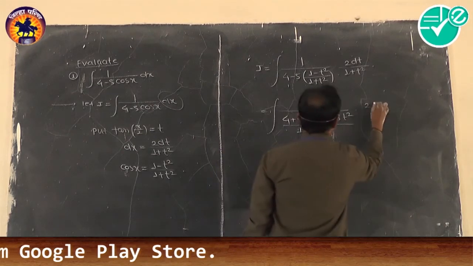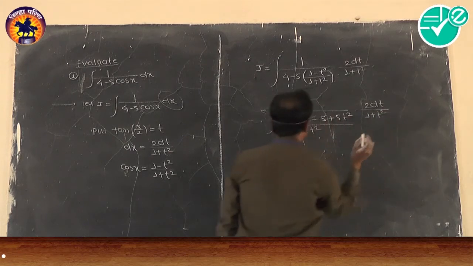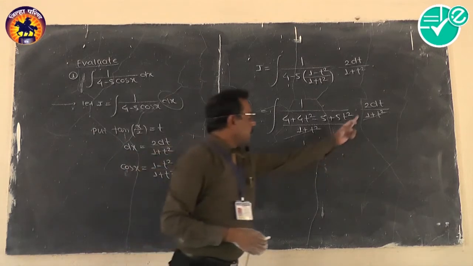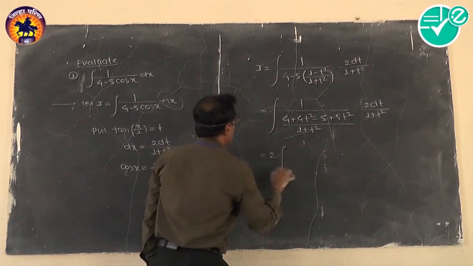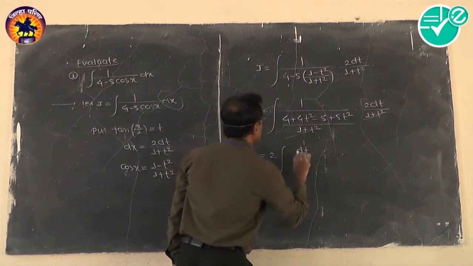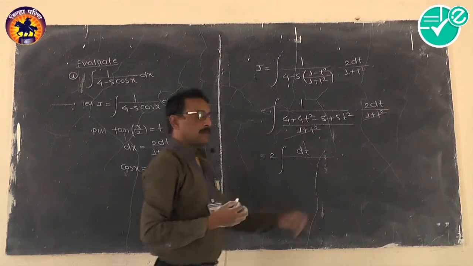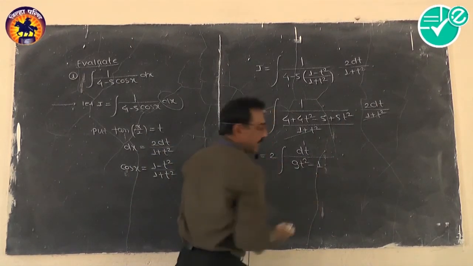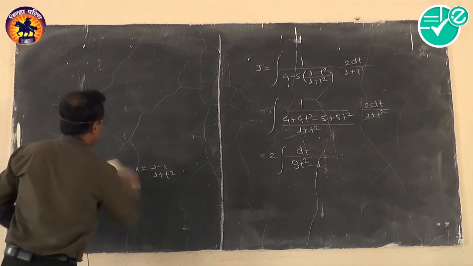Here it is 2 dt upon 1 plus t square is taken as 1 plus t square. Now this 1 plus t square and this 1 plus t square get cancelled. Now this 2 is constant, you have to take outside. If we take 2 outside, then what remains as the integrand? It is dt upon 4t square plus 5t square, it becomes 9t square minus 1. Make a perfect square and get the answer in the first.